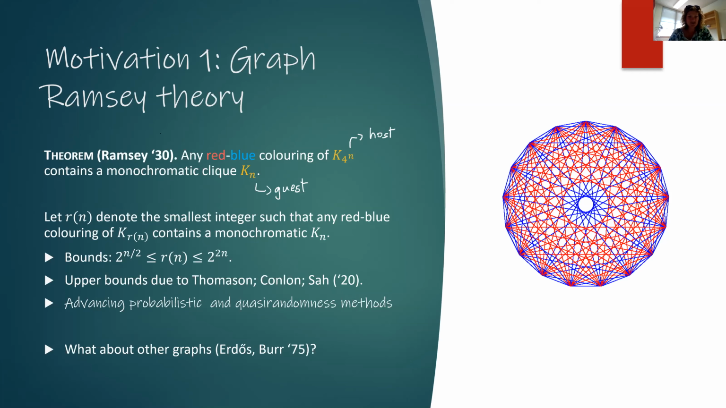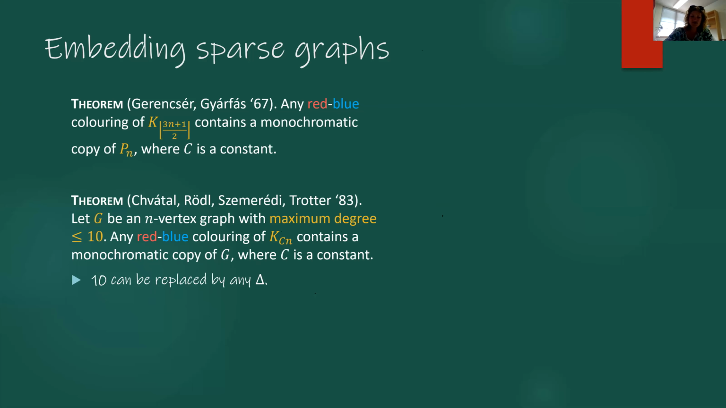So Erdős and Boer asked about sparse graphs, and indeed they turn out to be easier. One such theorem is due to Gerencser and Gerfas. They showed... we have a question. I think it's about, in the chat, a clarification of what exactly a monochromatic clique is. Yeah, sorry about that.